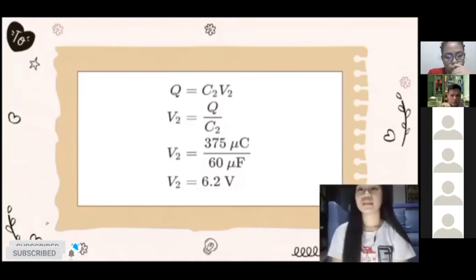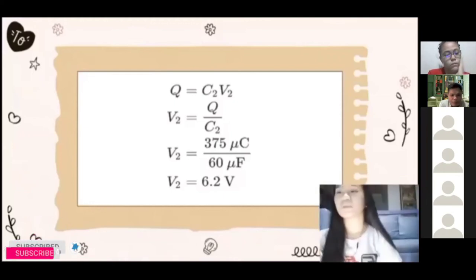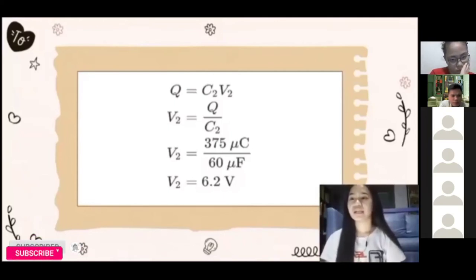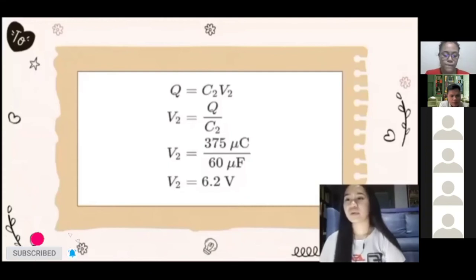V sub 2 is equal to Q over C sub 2. V sub 2 is equal to 375 microcoulomb na compute natin sa letter B. Yung charge natin represented by letter Q over 60 microfarad, which is yung C sub 2 natin na given na sa problem. So, yung V sub 2 natin is equals to 375 microcoulomb divided by 60 microfarad. We'll get an answer of V sub 2 is equal to 6.2 voltage.